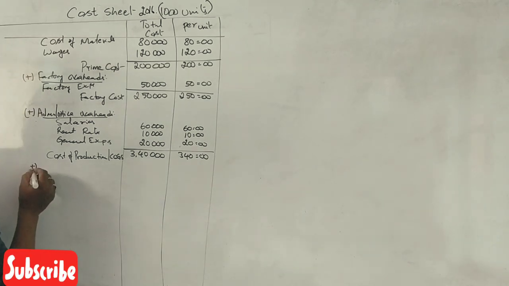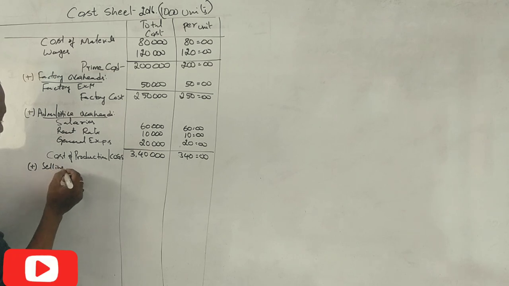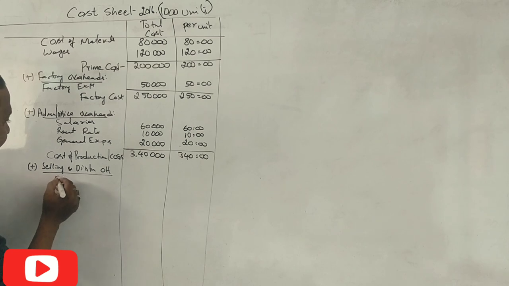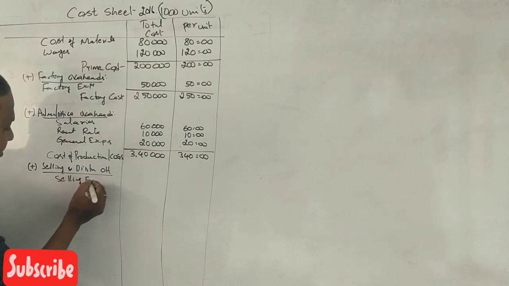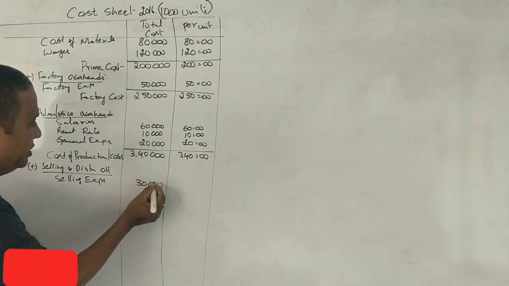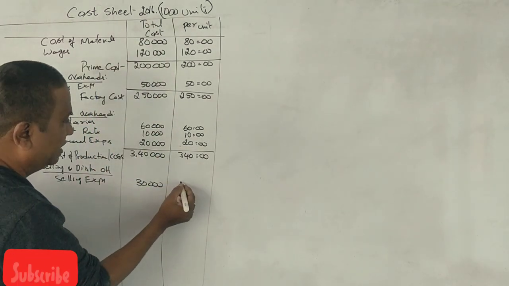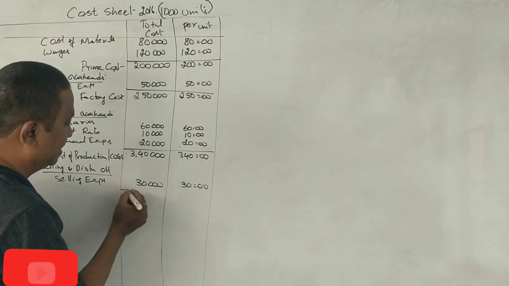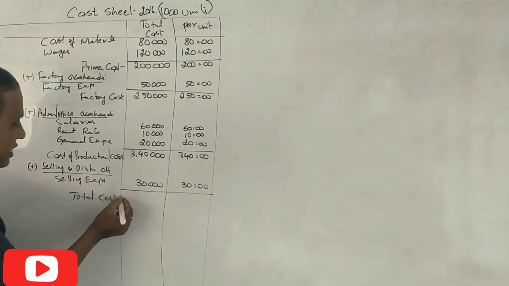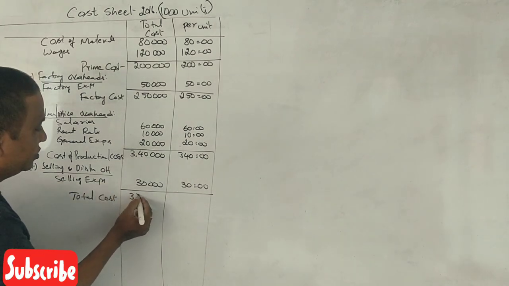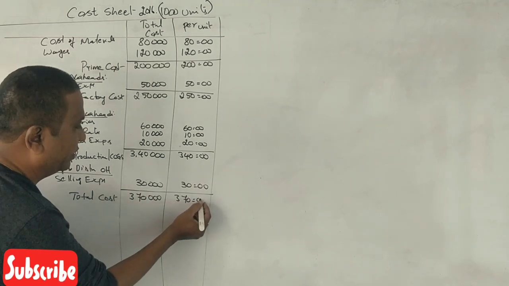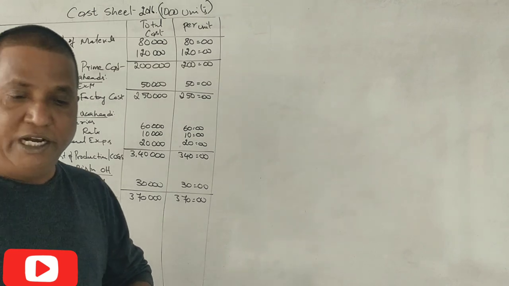To this, what is to be added? Selling expenses or selling and distribution overhead. See, we have selling expenses. How much is given for selling expenses? 30,000 rupees. You incurred 30,000 rupees for 1,000 units, for 1 unit it becomes 30 rupees. Am I right? So this is called total cost. Now what is the total of this? 3,70,000 and 370 rupees per unit. Understood?